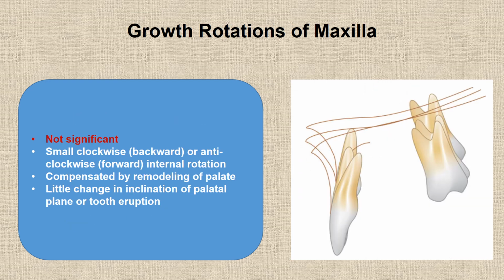Now, growth rotations in the maxilla do not occur to a significant extent. A small clockwise or backward, or anti-clockwise or forward, internal rotation happens, but this is compensated by remodeling of the palate, and thus there's little change in the inclination of the palatal plane or tooth eruption.